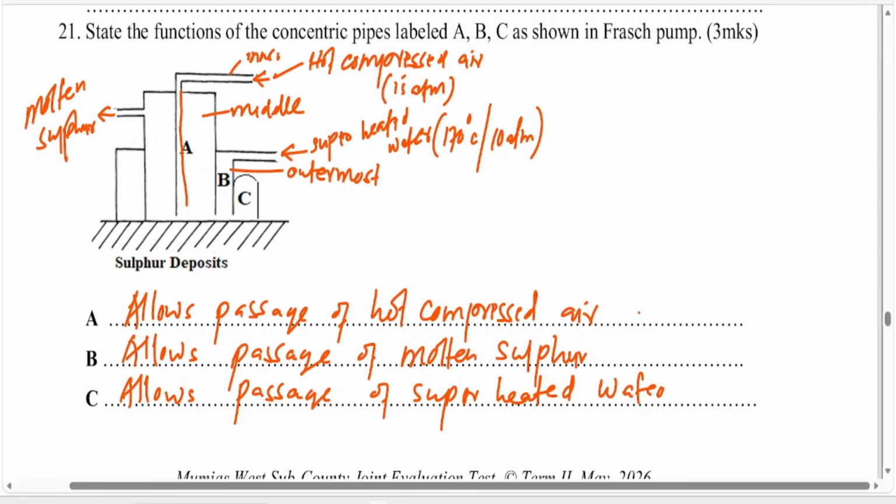So please, learners, take note that if this question was to be brought in paper 2, a lot of questions will come out of this question. You'll be asked to state the conditions of hot compressed air. We have said that hot compressed air should be maintained at around 15 atmospheres pressure. The superheated water should be maintained at 170 degrees Celsius at a pressure of 10 atmospheres, and you're supposed to give reasons for the same.